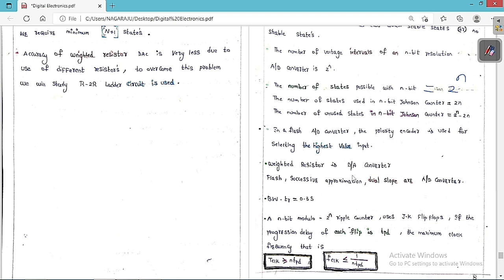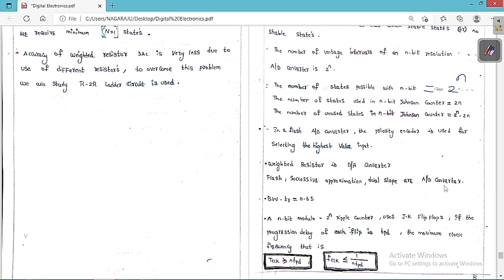Weighted resistor in DA converter, flash, successive approximation, dual slope are AD converters. I already told you about weighted resistor. So the weighted resistor and R2R ladder, both are called digital to analog converters, whereas flash type, successive approximation type, and dual slope are called analog to digital converters. All these things I already told you.